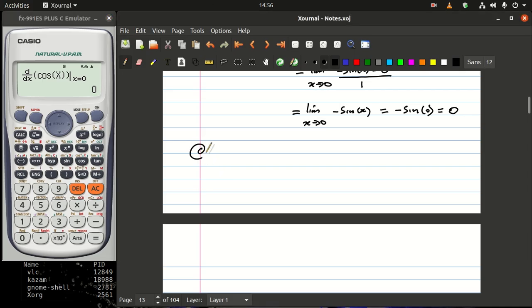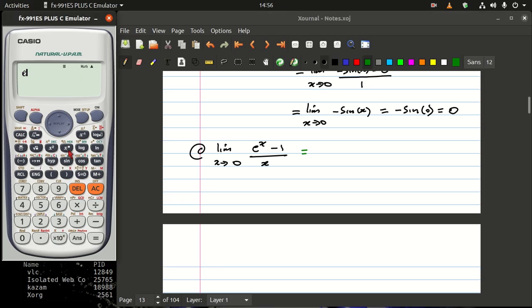And then number C is saying, I want us to evaluate the limit as x approaches 0 of e to the power x minus 1, all over x. So how do you evaluate this? If I were to plug in 0 here, I would get e raised to a 0 there. You know that is going to be a 1. Let me start with that.